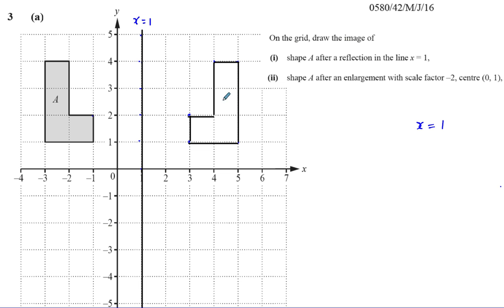So that is the answer. Try and be a bit more accurate than that. That is the answer of part 1. So the answer to part 1 is here. That's A part 1. Okay?